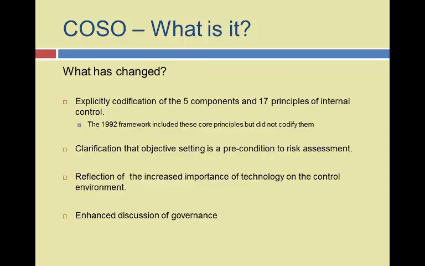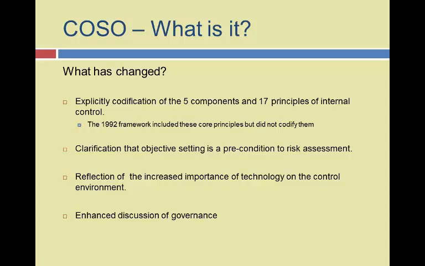So what has changed? Again, the core values have not changed, but it's been expanded considerably. For example, the codification of the 5 components, and specifically they have 17 what they call principles of internal control now. The 1992 framework discussed these and wanted you to adhere to them, but now they're specifically listed: 17 principles of internal control spread across these 5 components.